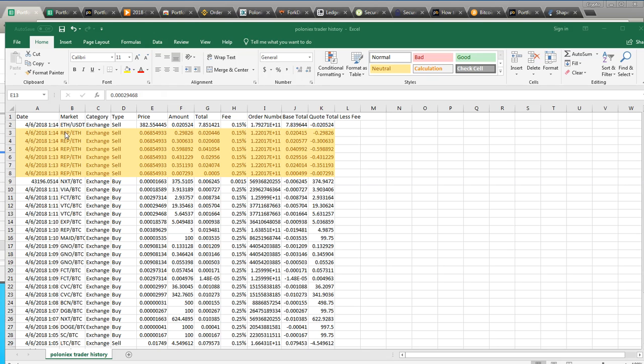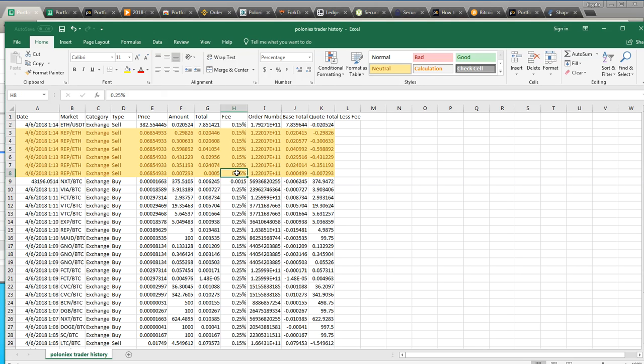So let's read this. We are selling Augur, which is REP, to purchase Ethereum. Now we don't need the price column, but we do want the amount and the total. And so on Binance, this was the filled and this was still the total. And now here you can see the commission cost.